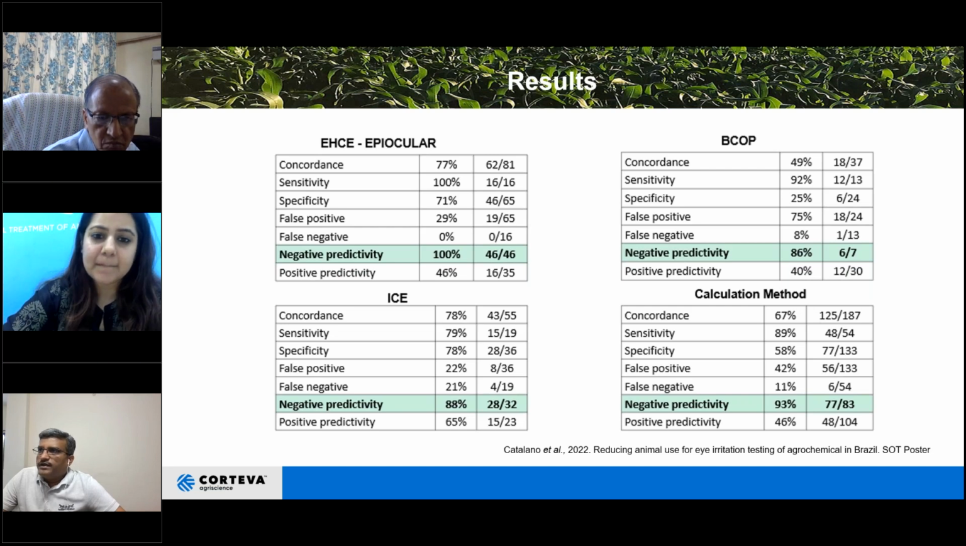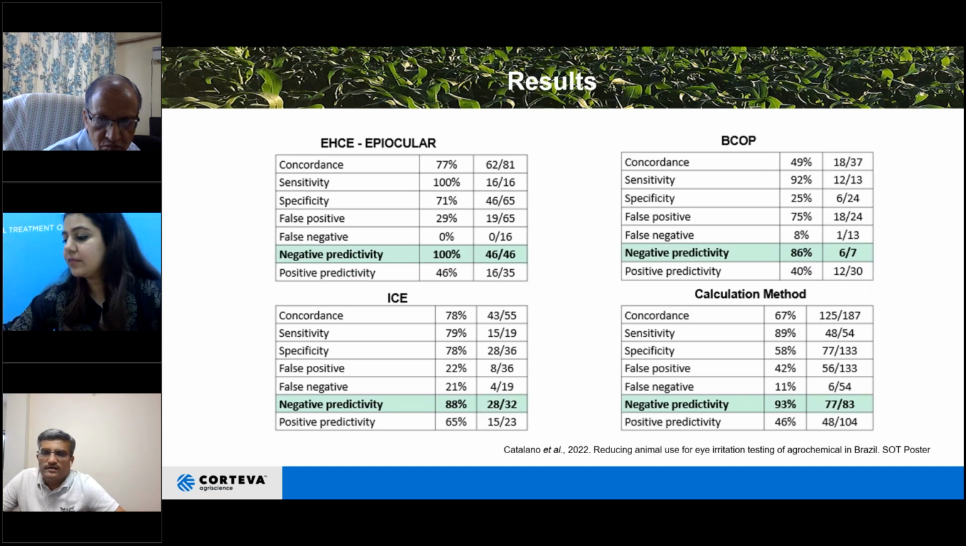These 4 alternative methods more or less correctly identify the agrochemical formulations that do not require classification for eye irritation. There is a high confidence that a prediction of not classified from an alternate method is a true not classified for all 4 approaches. The negative predictivity range is from 86 to 100%.